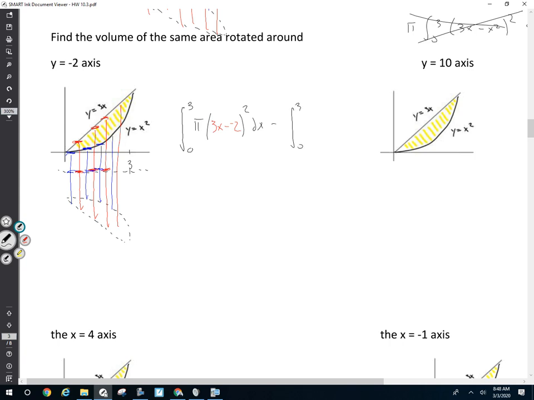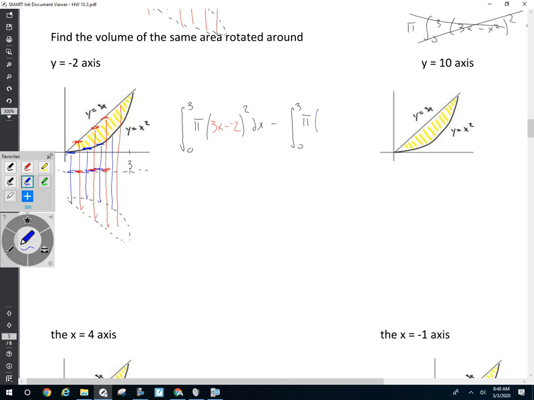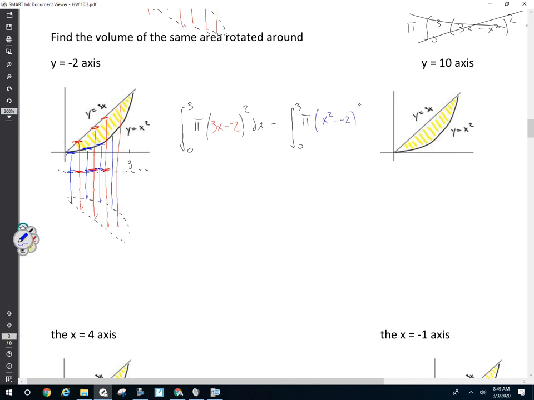Integral from 0 to 3 of pi. My blue holes, my negative space, its radius is going to be a top minus a bottom. The top is x squared. The bottom is also -2. That's being squared, dx. Or, factor out the pi, factor out the dx. You just have one integral. You have the 3x plus 2 squared minus the x squared plus 2 squared.